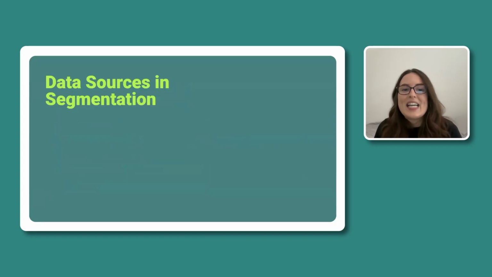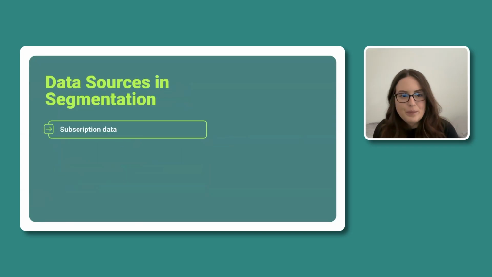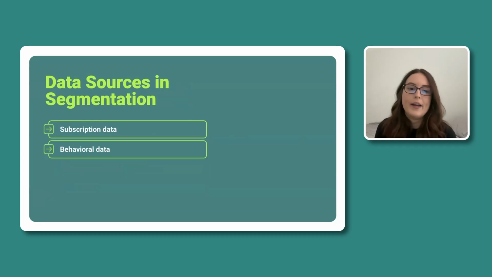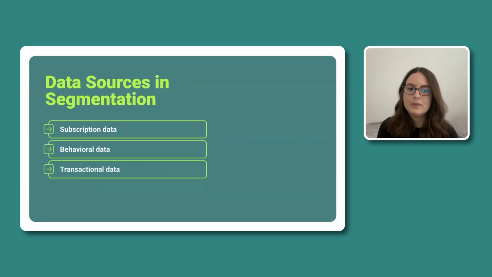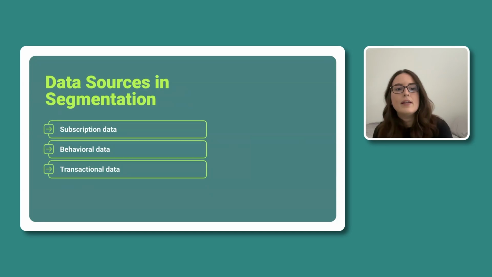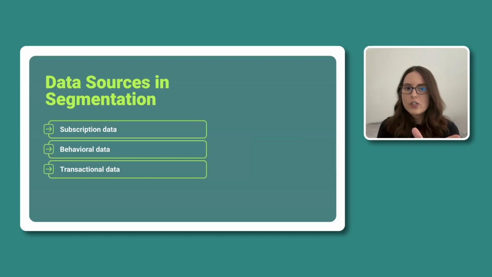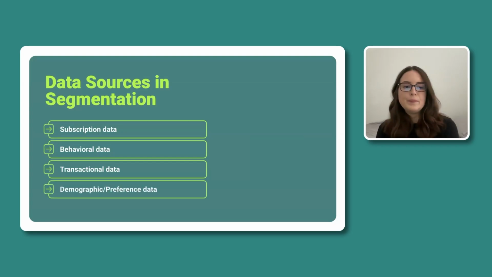So as mentioned, we have data sources in segmentation. We have subscription data, behavioral data. Now, behavioral data, of course, is product viewed, page views, cart views, you name it. Then from there, of course, we have that transactional. So that starts going into that cart and checkout process, more of that placed order event, canceled, refunds. And then we also have the demographic and preference data.